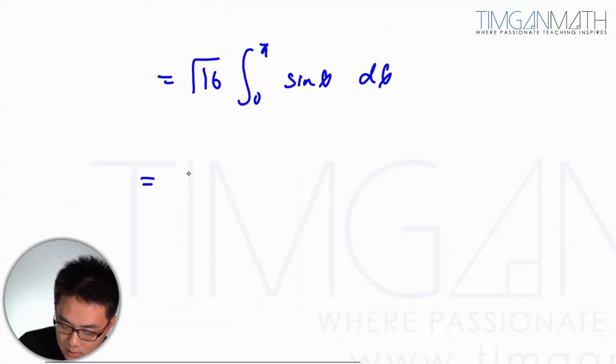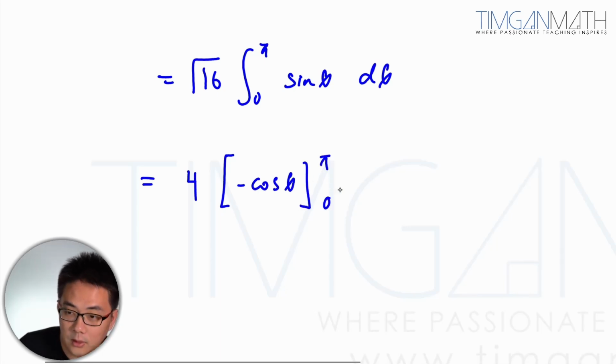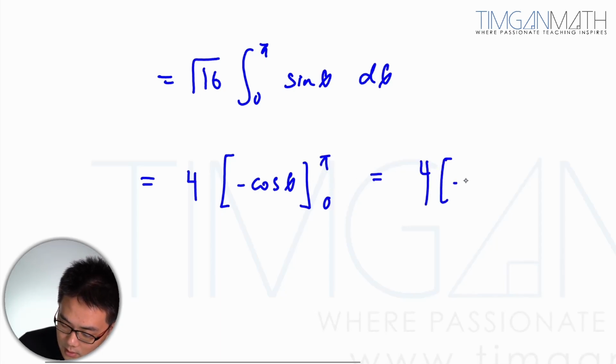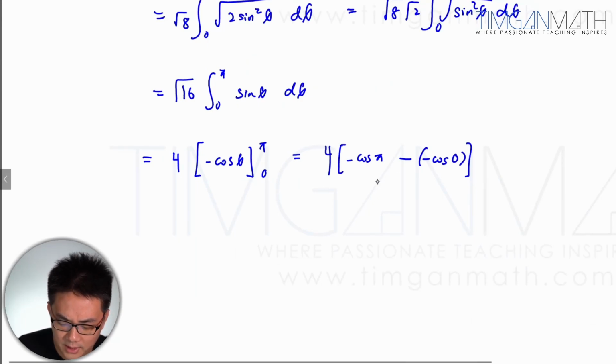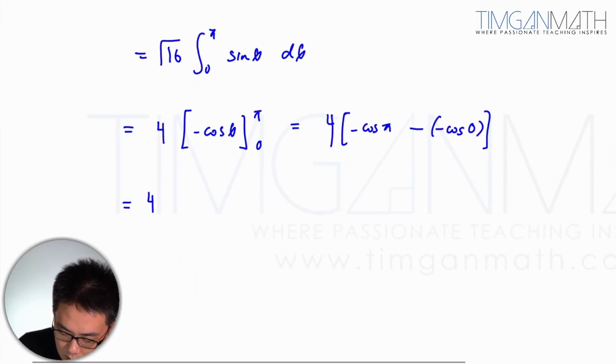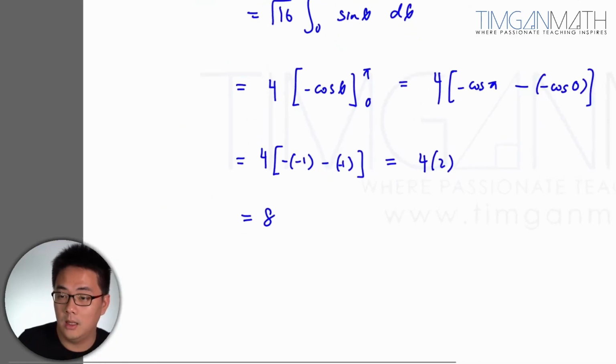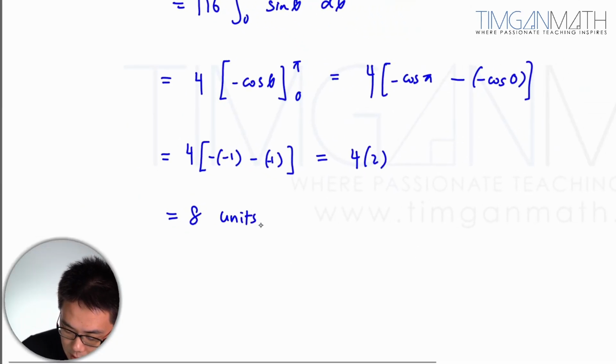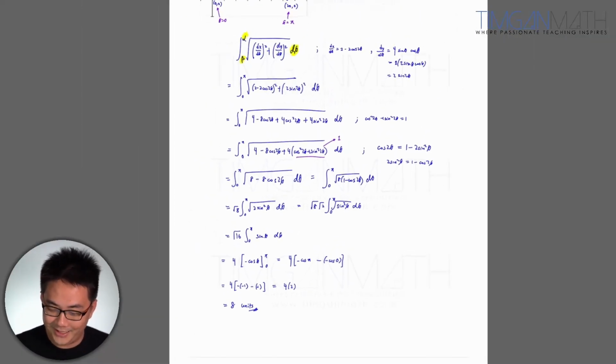So this is 4, and this will just be negative cosine theta from 0 to pi, so 4 times negative cos pi minus cos 0. Cos 0 is 1, cos pi is negative 1. So you get 4 times (1 plus 1), which is 8. Okay, units.